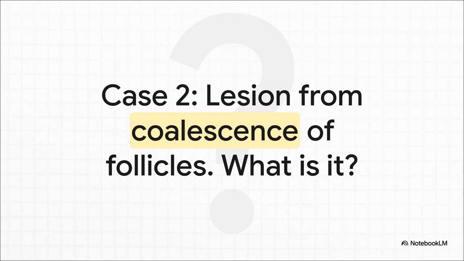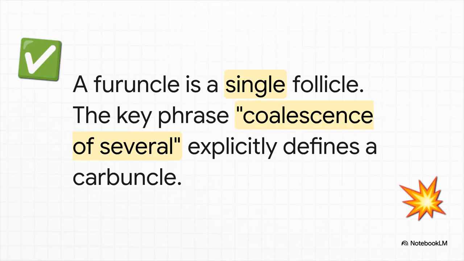Okay, case number 2. You have a patient with a painful hardened lesion on his neck. The key finding is that it's formed from a coalescence of several infected hair follicles. What do we call that? The answer here is D, a carbuncle. Remember, a single infected follicle is a furuncle. But that magic phrase, coalescence of several, is the literal definition of a carbuncle, signaling a much more significant infection.